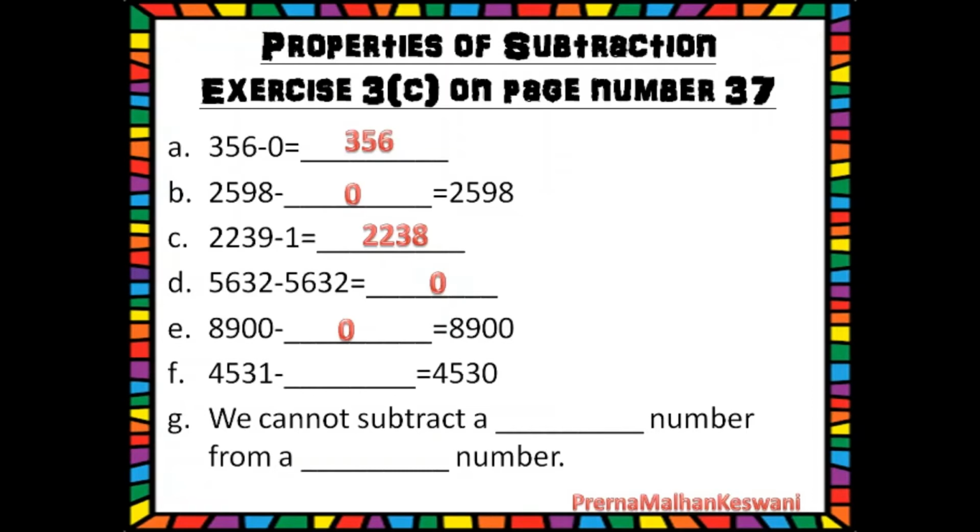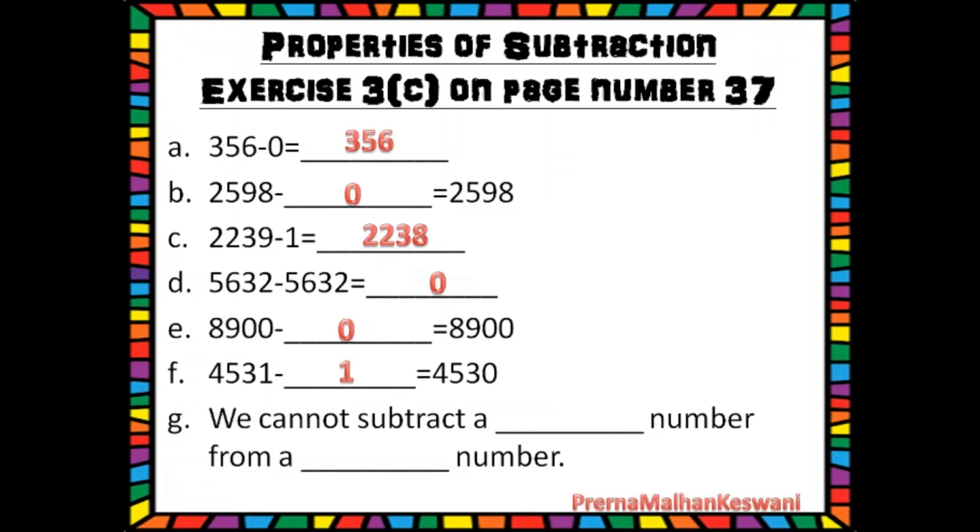Now F part. 4531 minus what will give you 4530. So children, observe that you are getting the difference as the previous number. So that means you need to subtract 1. Yes, so 4531 minus 1 will give you 4530. Now the last part.